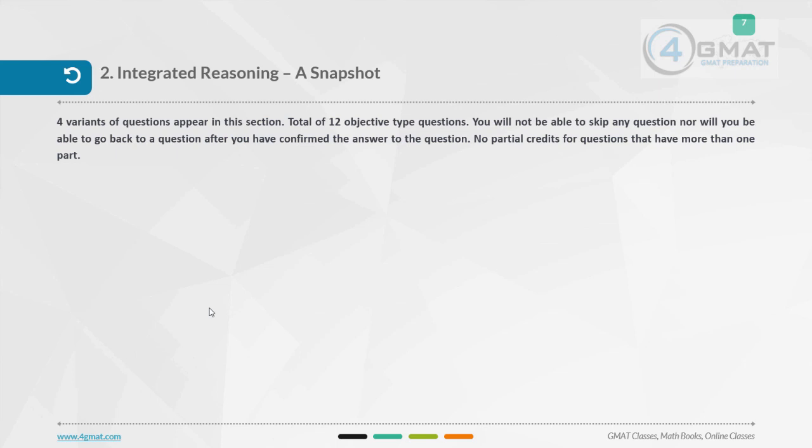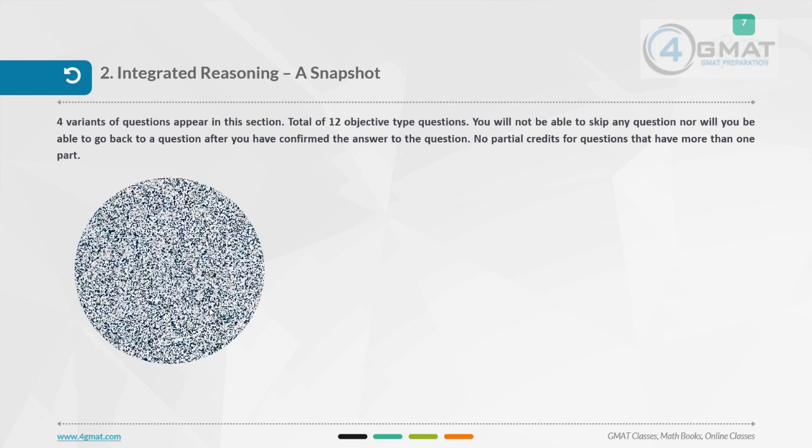So even if you do not know the answer, you'll have to mark something and only then will you be able to go to the next question. You will not be able to go back to a question and correct your response to it. So once you have confirmed the answer for, let's say, question 2, there's no way of going back to question 2. There are no partial credits for any question which has more than one part to it. For example, if a question asks you to find out 2 things, A and B, and the question number is, let's say, question number 3, unless you get both these parts A and B right, they're not going to give you credit for it. What are the 4 types of questions?